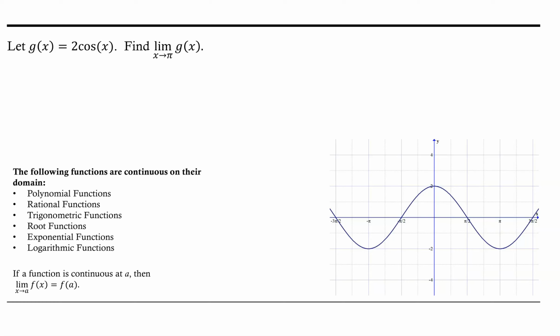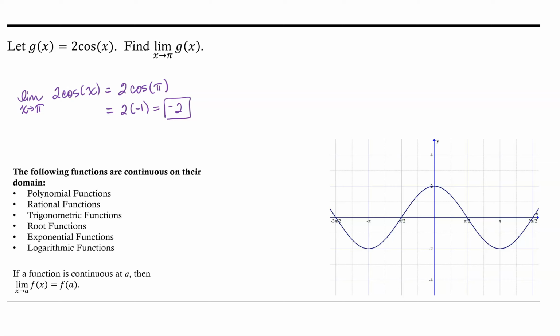So we're interested in what is the limit as x approaches pi of 2 cosine of x. Well, because that function is continuous at pi, we can simply substitute pi in for x. So we get 2 times cosine of pi. And cosine of pi is -1. So this limit is equal to -2.